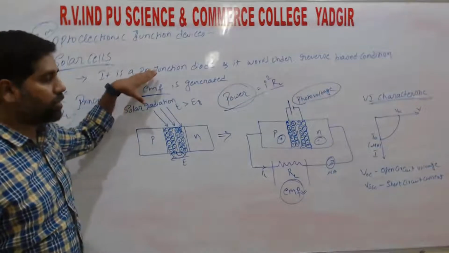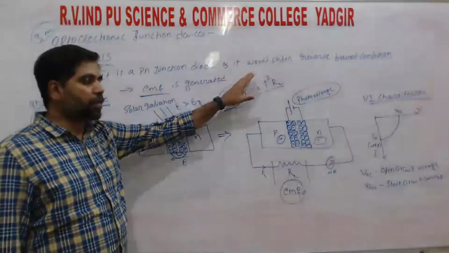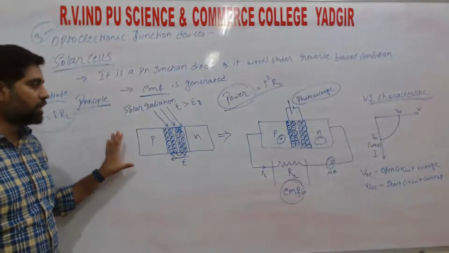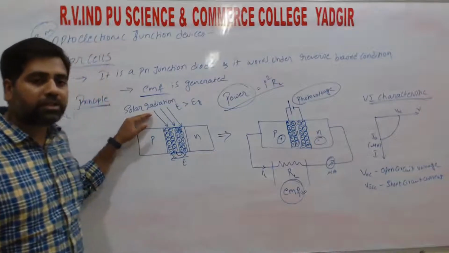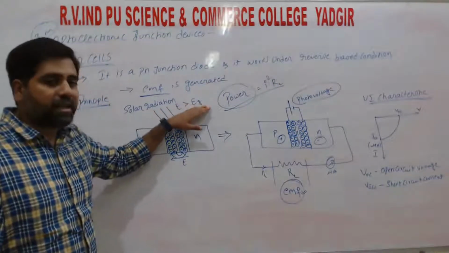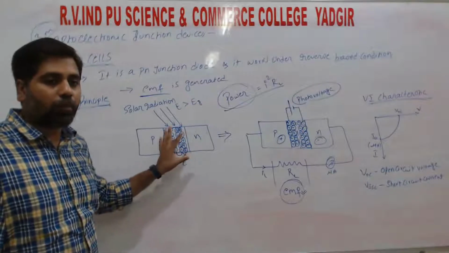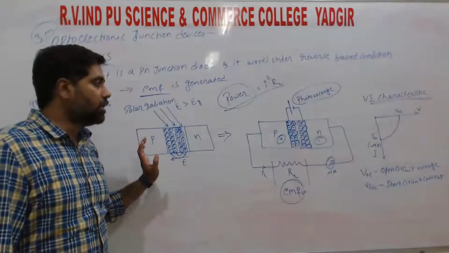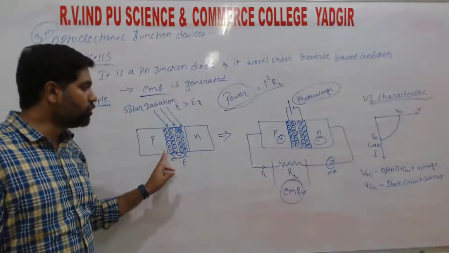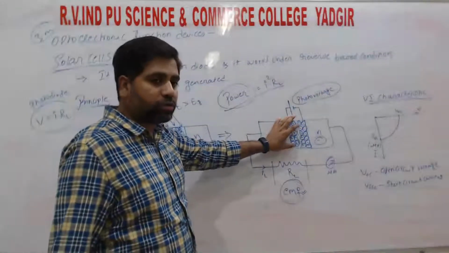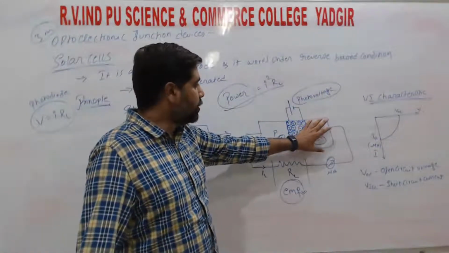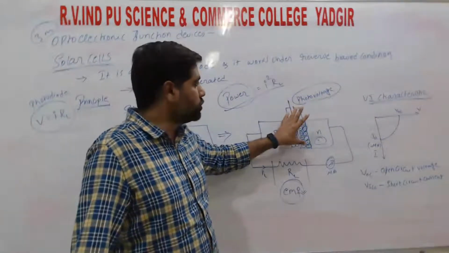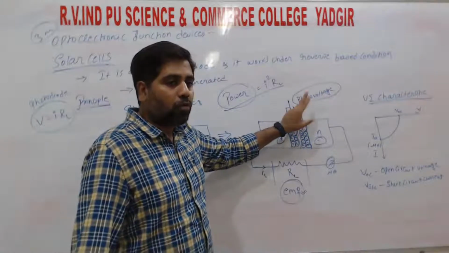So what is a solar cell? It is a PN junction diode. It works under the reverse bias condition and EMF is generated in the solar cell, right? So then next is the principle. When solar radiation having energy greater than the energy gap falls onto the junction, electron hole pairs are formed and an electric field is produced from positive charge to the negative charge, right? So due to this, the P region is completely positively charged and the N region is completely negatively charged, and a voltage is produced across this junction. That voltage we call the photo voltage, right?